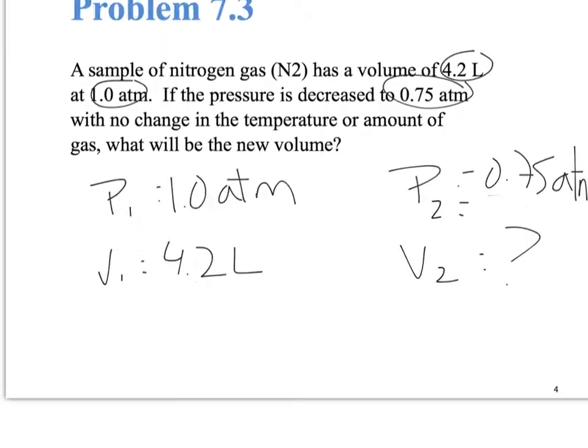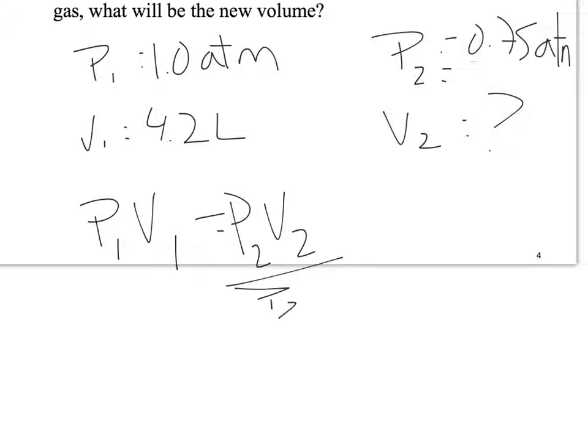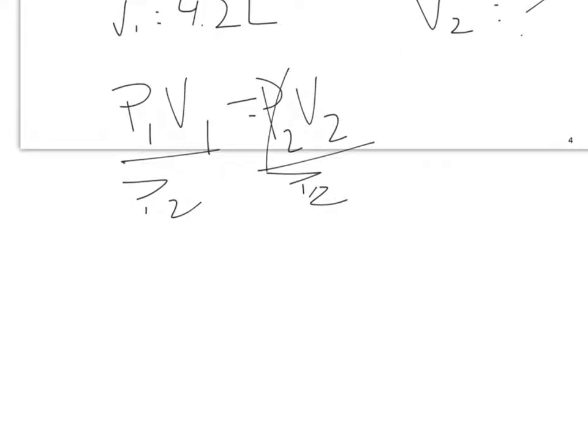So for this, what we're going to do is write the equation. P1 V1 equals P2 V2. And we're going to solve for V2. In order to solve for V2, we divide by P2 on both sides so they cancel out. And we arrive at the equation that V2 is equal to P1 V1 over P2.